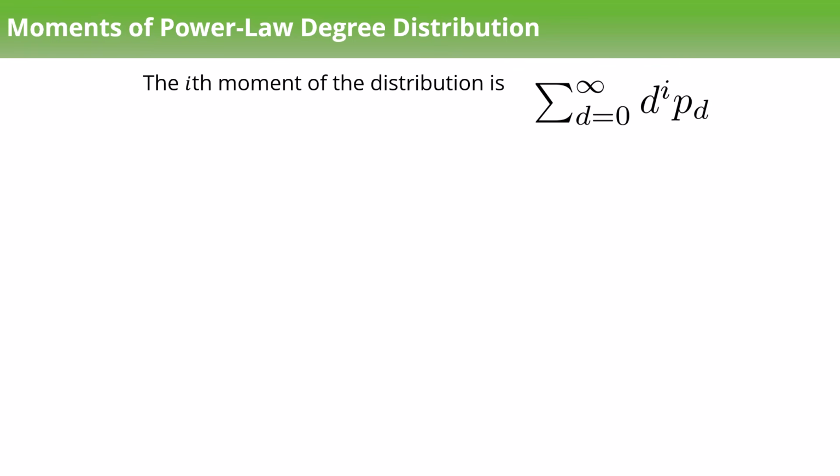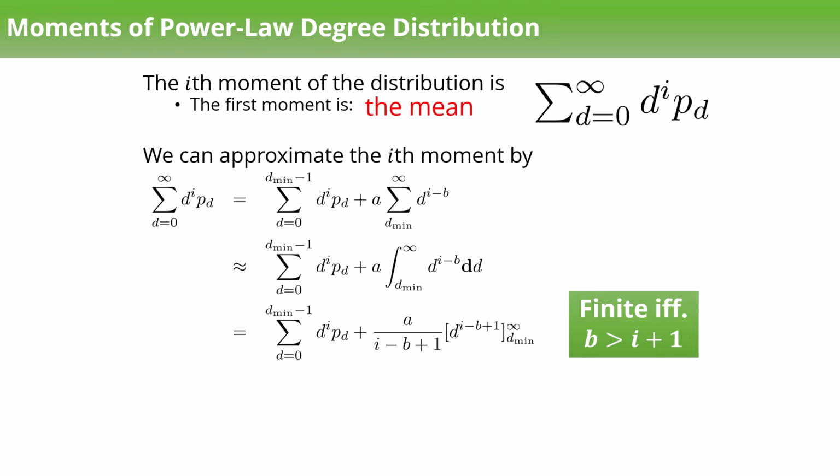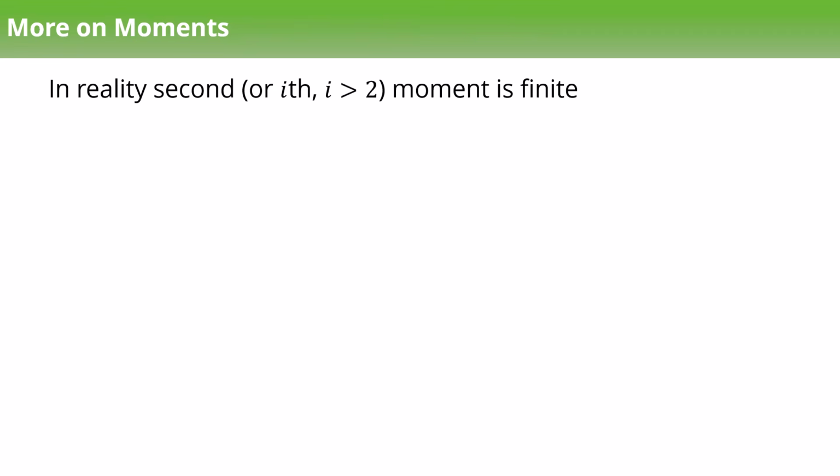The next one is moments of power law degree distribution. The first moment is the mean or average. The second moment relates to variability. Interestingly, it can become extremely large or even infinite. This is a unique property of power law networks and helps explain the presence of extremely highly connected nodes.